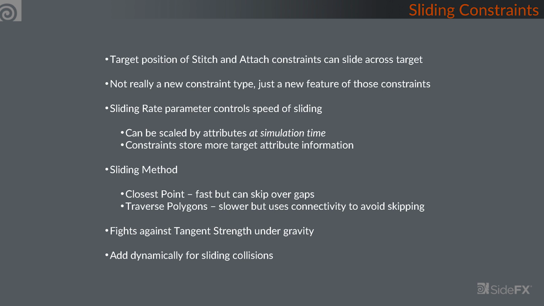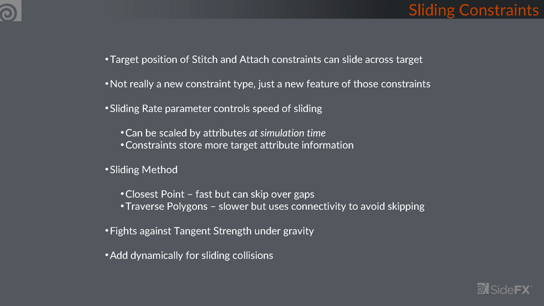So we actually need to be able to look up those attribute values at simulation time. There's some extra information that's stored on the constraint primitives that allows us to do this, and allows some pretty interesting effects that way. There's two different methods for sliding the point along the target geometry. Basically, at each time step, we need to figure out the next best candidate location on the target geometry. So the easiest and quickest but simplest is just to find the next closest point.